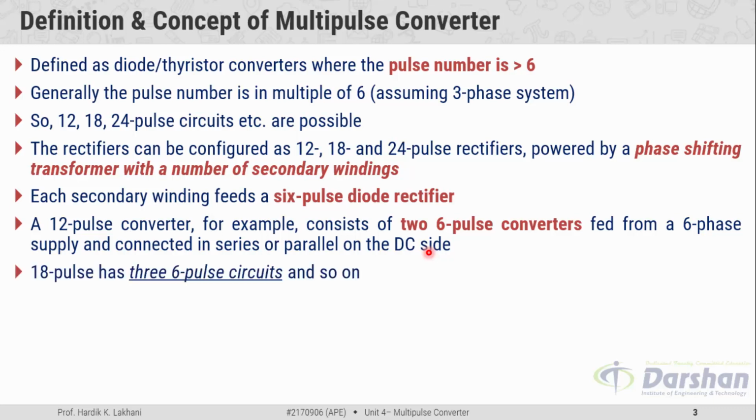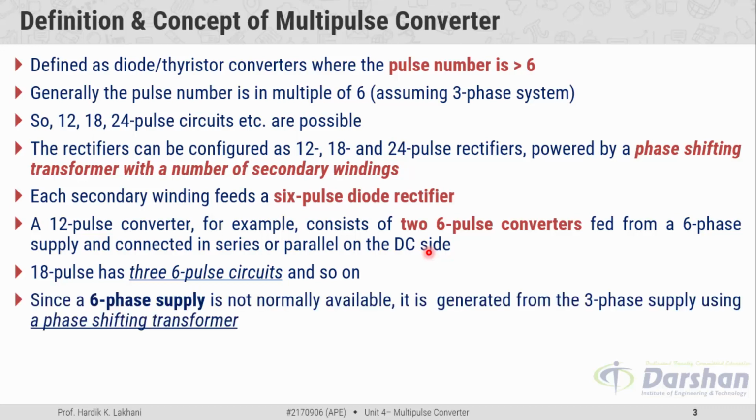And if we talk about the 18-pulse converter, then the 18-pulse converter has 3 units of 6-pulse circuits, and so on. Since a 6-phase supply is not normally available, it is generated from a 3-phase supply using a phase shifting transformer. As I said, the phase shifting transformer plays a vital role in producing polyphase AC supply.